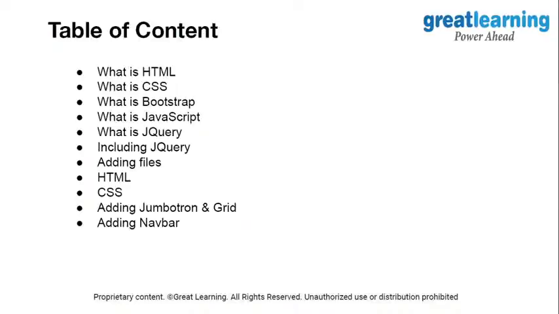Now the things we are going to cover: we will have an idea about what HTML is, what CSS is, what Bootstrap is, what JavaScript is, what jQuery is, and then how to include jQuery, your Bootstrap files and JavaScript files. Then we will see our main application, that is the HTML file and the CSS file. Then we add some Bootstrap into it, and that's it. We are done.